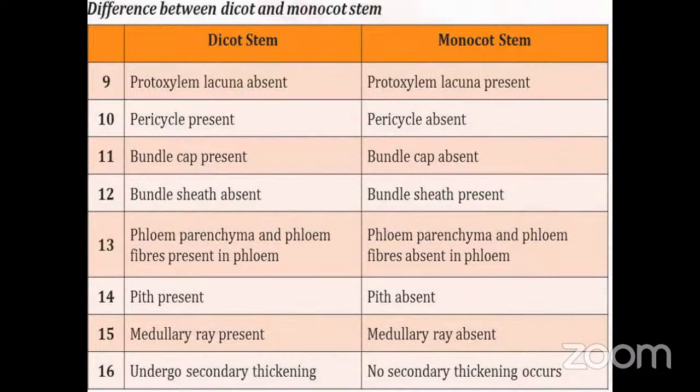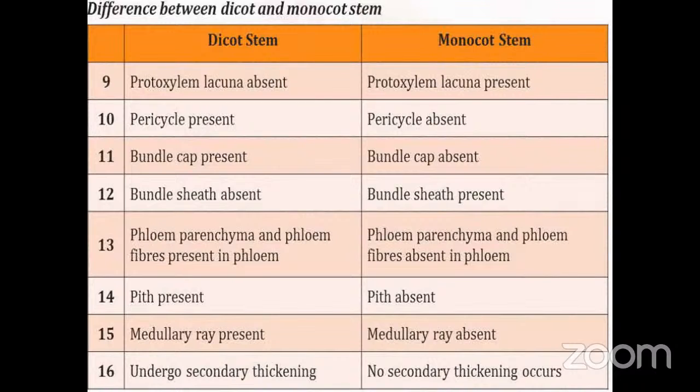In monocot stem, protoxylem lacuna is present, and pericycle is present in dicot stem, and pericycle is absent in monocot stem. Bundle cap is present in dicot stem, whereas bundle cap is absent in monocot stem. Bundle sheath is absent in dicot stem, and you find the sclerenchymatous bundle sheath in monocot stem. Then phloem parenchyma and phloem fibers are present in phloem in dicot stem. In monocot stem, phloem parenchyma and phloem fibers are absent in phloem.